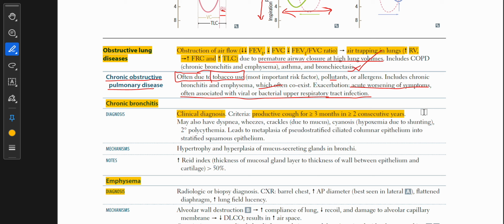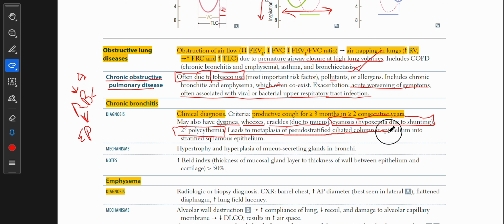Why secondary polycythemia? There is a pathophysiology for this. Since there is a decrease in oxygen supplied to the RBCs, the kidneys sense that there is decreased oxygen, right? And then they release the hormone erythropoietin, EPO, and that causes an increase in RBC synthesis. So basically there is secondary polycythemia.